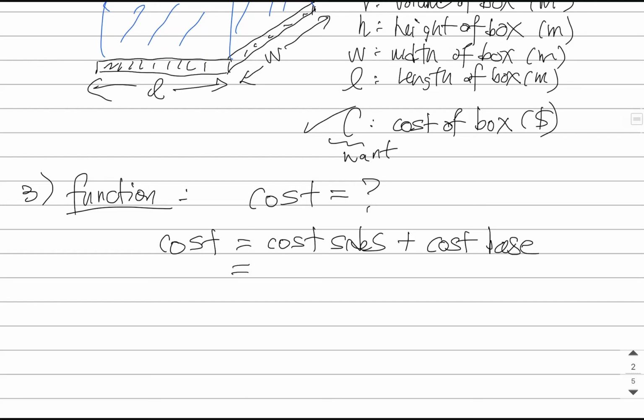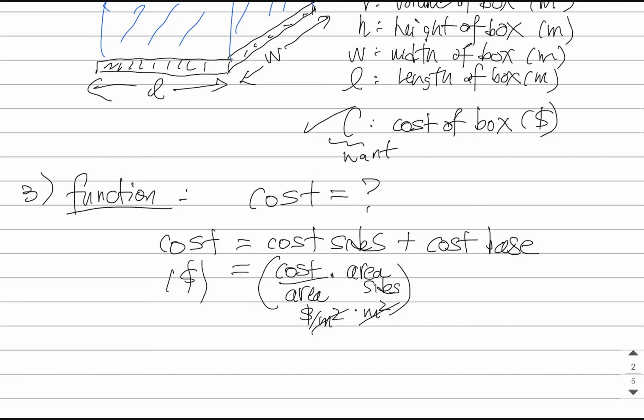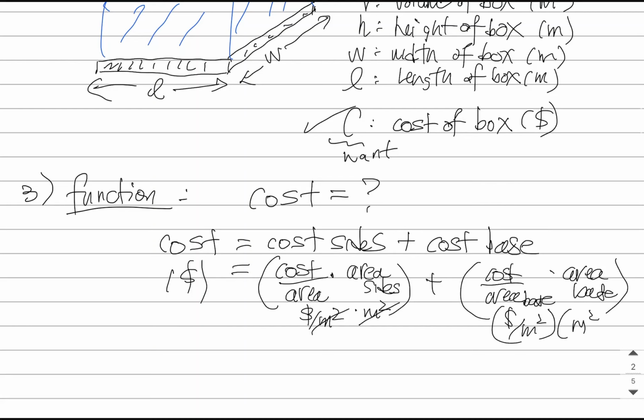The cost for the sides or the base is calculated in the same way. It's going to be a cost per area on the sides times the area of the sides. And so this would be in dollars per square meter. This would be in square meters. You could see that the units will balance out there. This is going to be the cost per area of the base times the area of the base. Now again, dollars per square meter multiplied with square meters. Those are going to go away and we'll end up with the proper units.